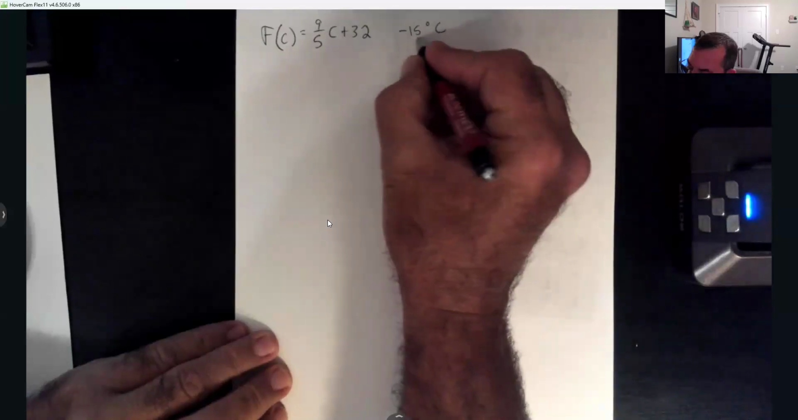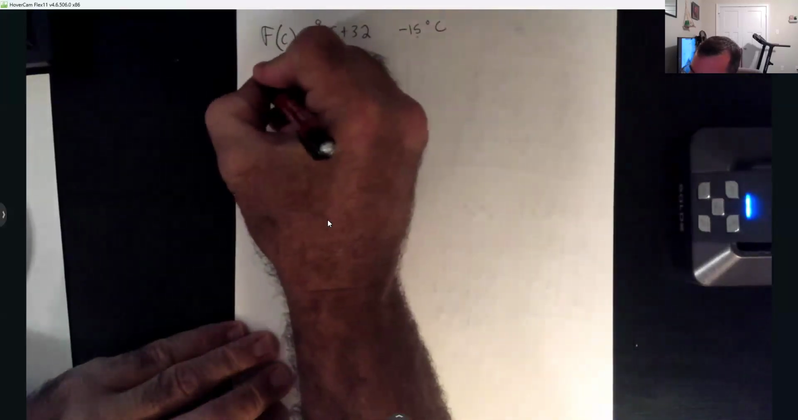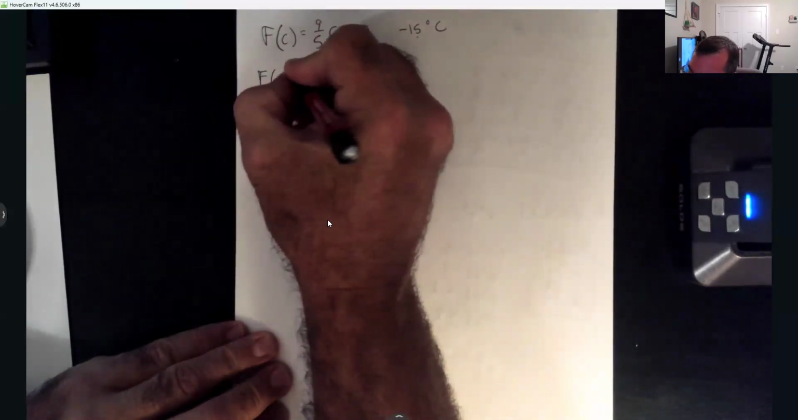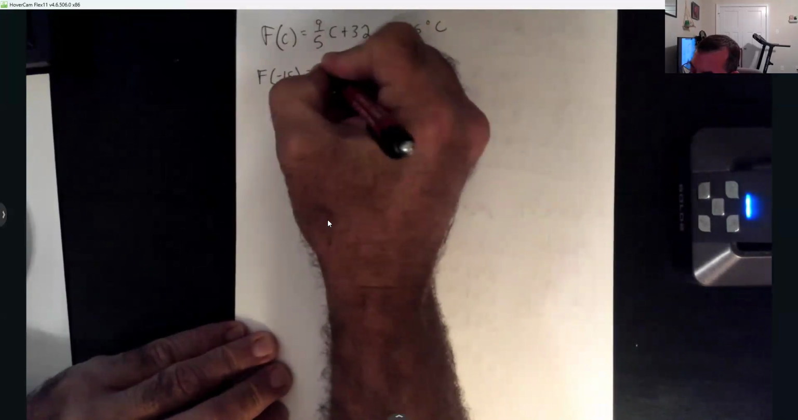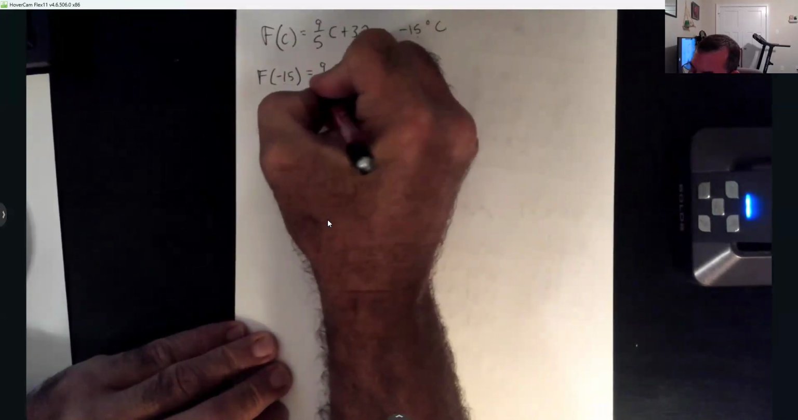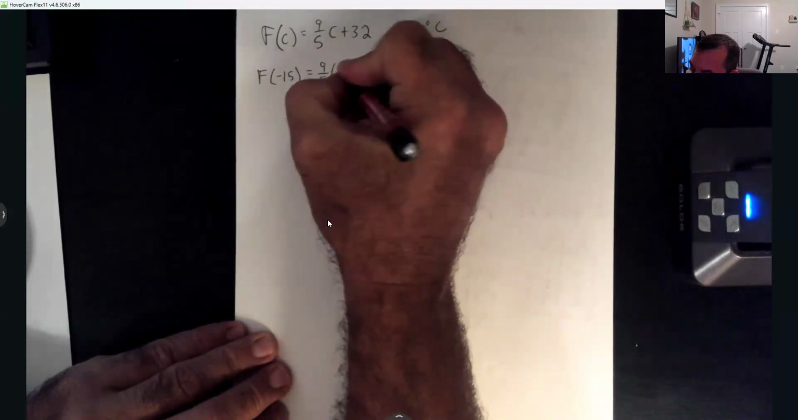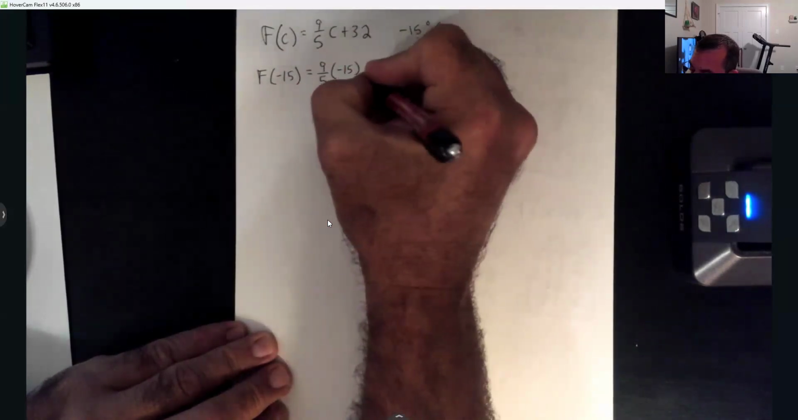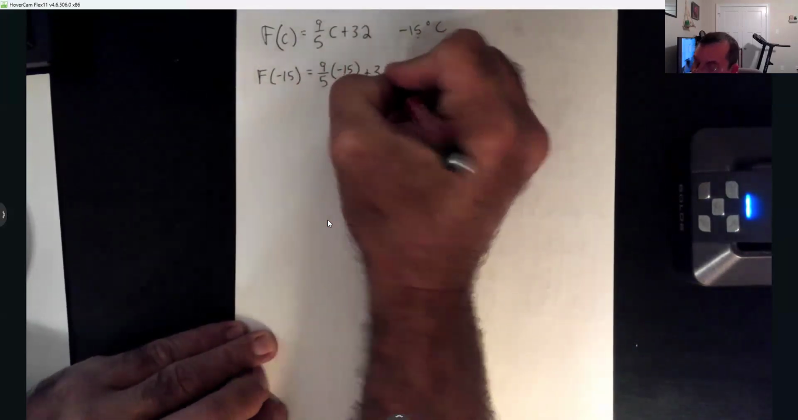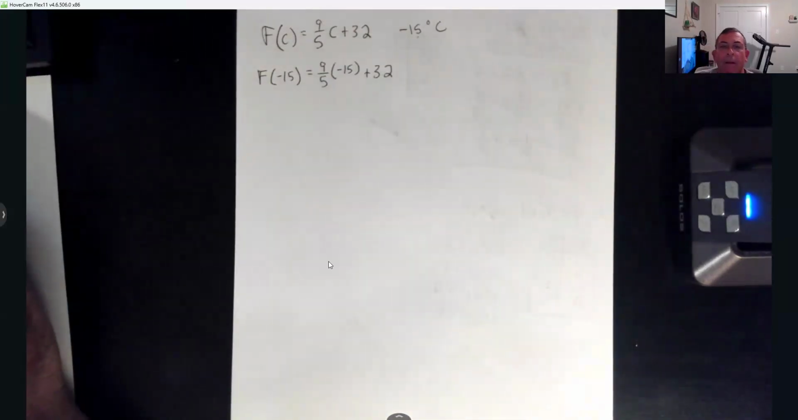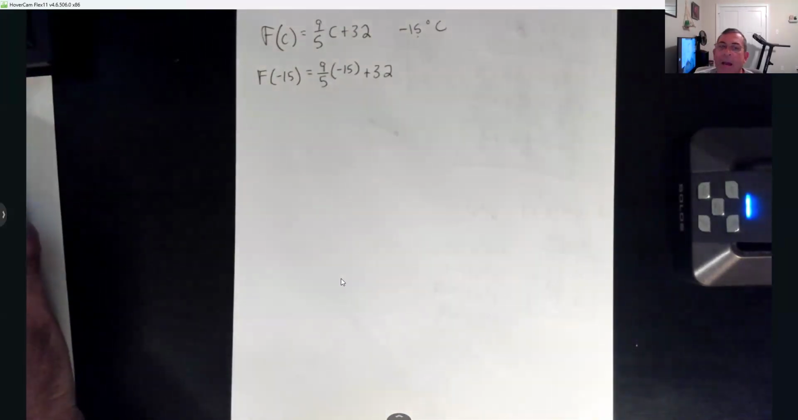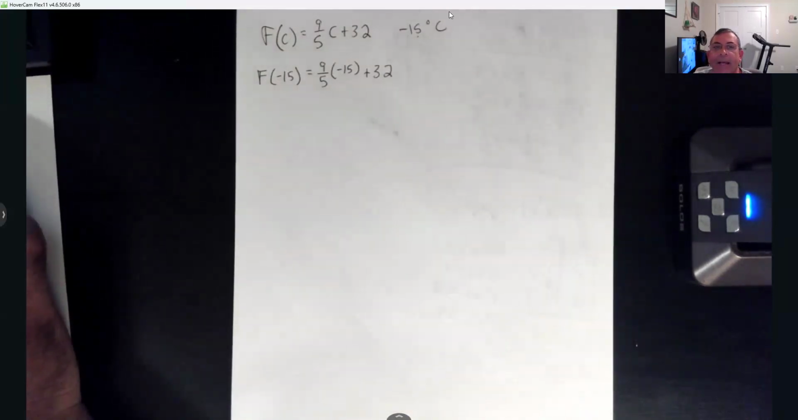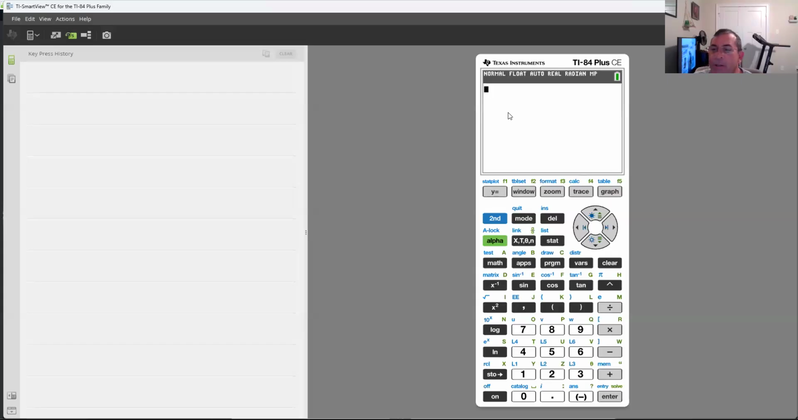All right, so we'll put the -15 in for C. So that means we're finding F of -15. That'll equal 9/5 times -15 plus 32. So by hand, you would multiply the top, then divide by 5, and add that 32. But y'all, we got the calculator. I'm going to punch that in just like it looks.